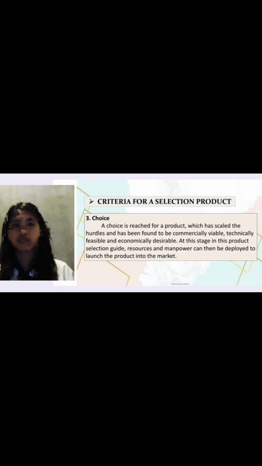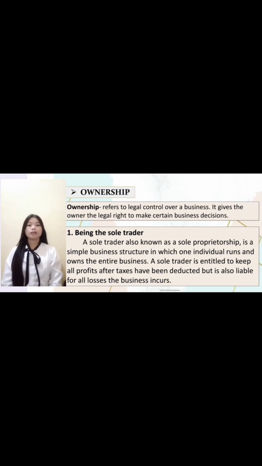Ownership refers to legal control over a business. It gives the owner the legal right to make certain business decisions. An example is legal possession. Ownership refers to the legal possession of an individual or entity over their assets, properties, and business. Second is responsibilities and liabilities. Ownership comes with associated responsibilities and liabilities for the care and protection of their business and assets.